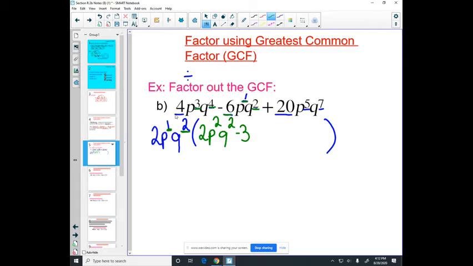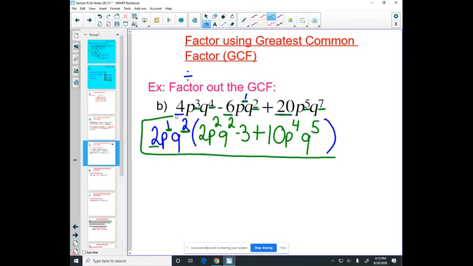Okay, next one, plus 20 divided by 2 is 10. I had 5 p's, but I pulled 1 out, so I'm left with 4. I had 7 q's, but I pulled 2 out, so I'm left with 5 q's. And that is our simplified expression.